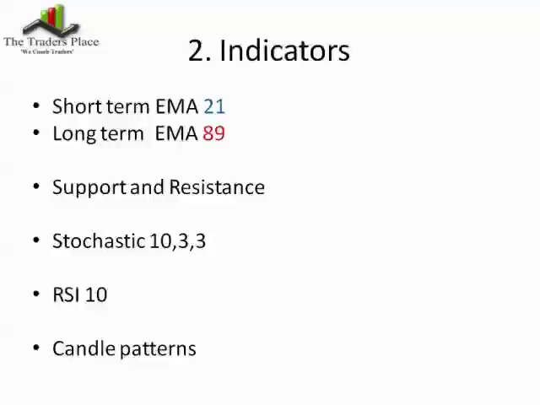And then a couple more questions coming through. What values do you use in stochastic and RSI? It's 10, 3, 3 on the stochastic and 10 on the RSI. 10, 3, 3 and 10 on those.